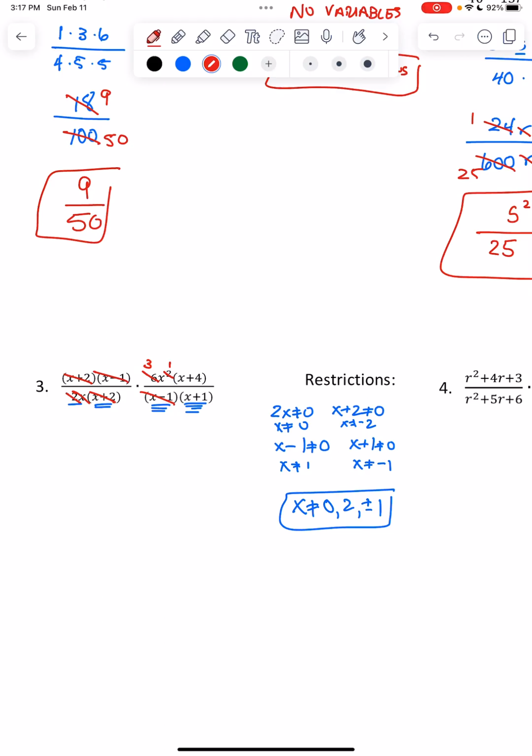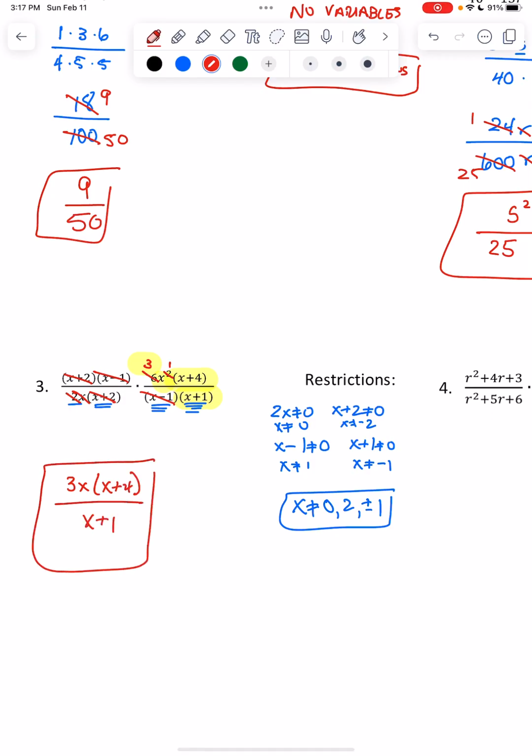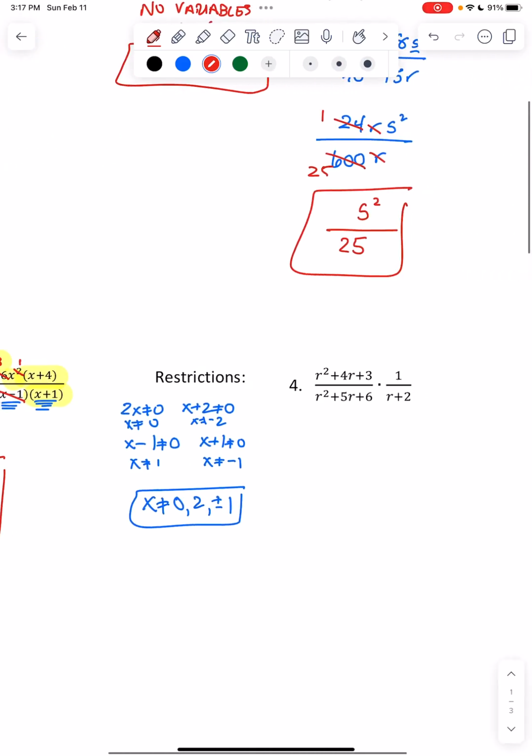So if we look at the numerator, we've got a 3, we've got an x, and we've got an x plus 4. And then in the denominator, we've got x plus 1. So our answer then, we've got 3x times x plus 4 over x plus 1. Okay? And then that's what we're working with.